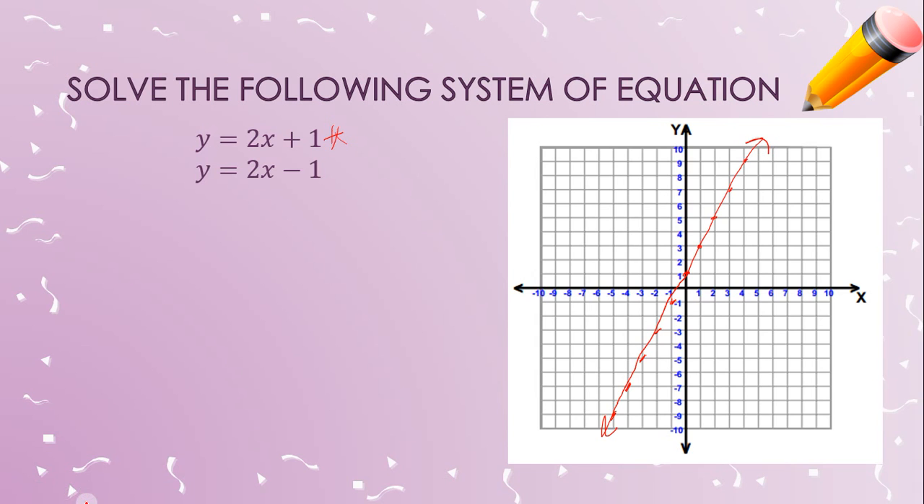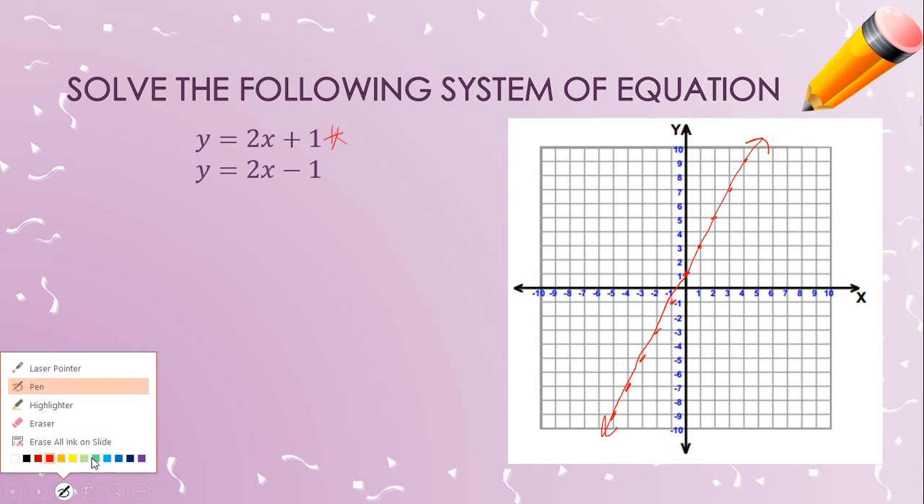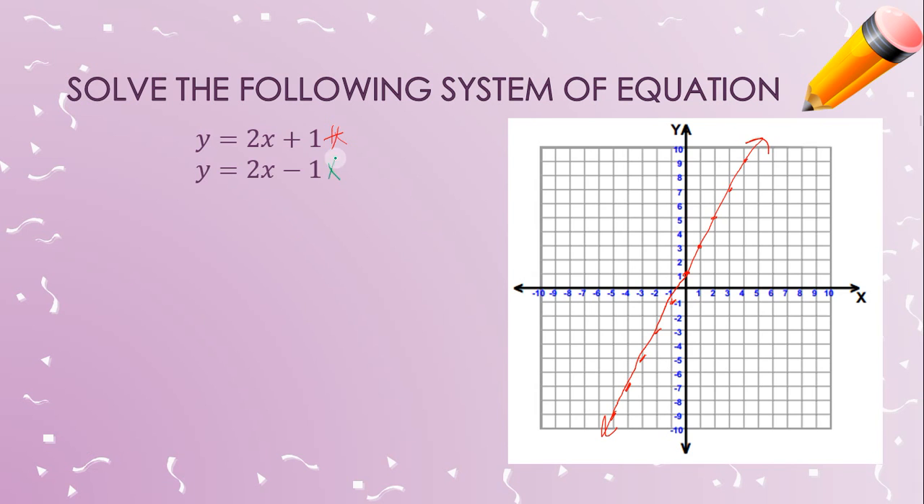Alright, change my color again, just like last time. This time I think I'm going to go with green. And I have to do 2x minus 1. So I'm going to start at negative 1. Go up 2 over 1, up 2 over 1. Do that on all of them here. Then graph my line, connect my dots here.